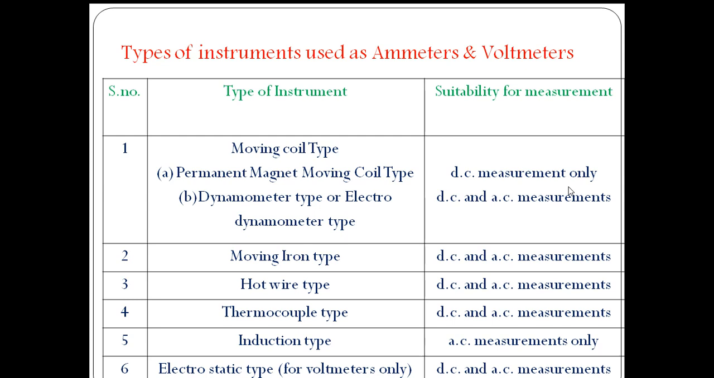In today's video lesson, we will mainly focus on the PMMC meter, the permanent magnet moving coil type meter: how it is constructed, how the meter operates, how the deflecting torque is produced, what the expression for the deflecting torque is, and what the advantages and disadvantages of the PMMC meter are. We will discuss this in today's video lecture.